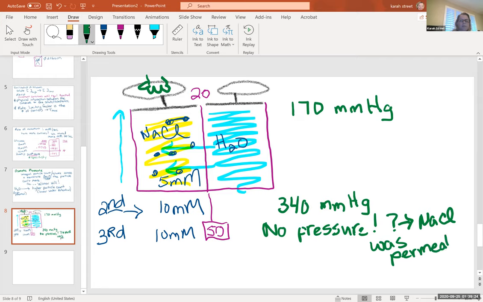Water will only move in a net fashion, net movement called osmosis, if there is unequal particle count across a biological membrane and the particles can't move. If they can, then they will. They will diffuse. We saw that in activity one.